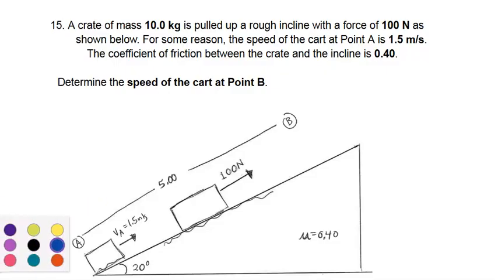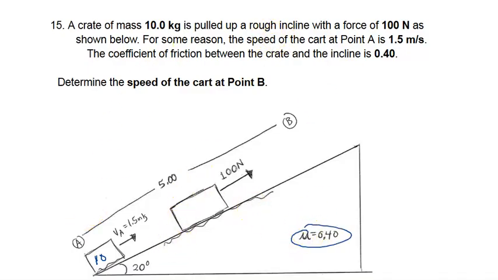Okay, so we have a crate of mass 10. We need the mass for the kinetic energy being pulled up a rough incline. So that means we have friction with a force of 100 newtons. And for some reason, again, I got this from a book, it has speed at A, and I almost got rid of that. And I'm like, no, it's good for people to know things don't always start at rest. So it has speed at A, and we want to know the speed at point B.